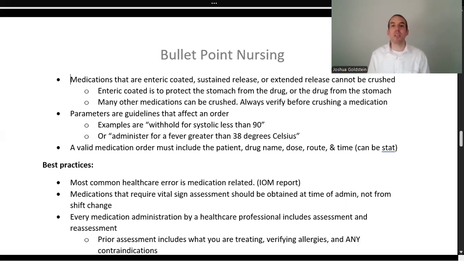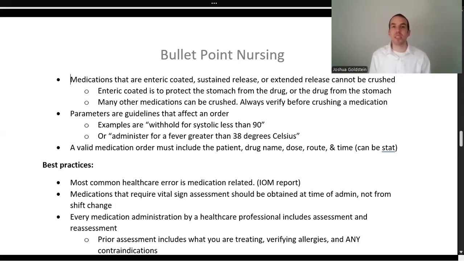Next, every medication must include an assessment and a reassessment. Before you give the medication, what do you check? You check the condition you're treating. If I'm treating a headache, I'm going to evaluate their headache. If I'm treating nausea, I'm going to evaluate their nausea. I'm going to verify allergies, and I'm going to check for any contraindications.